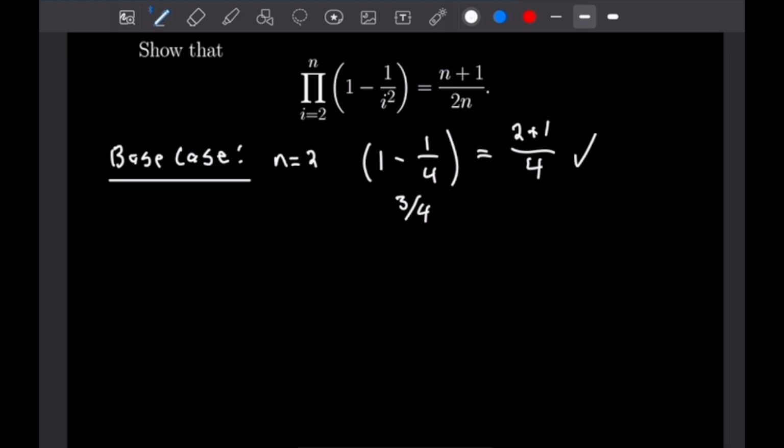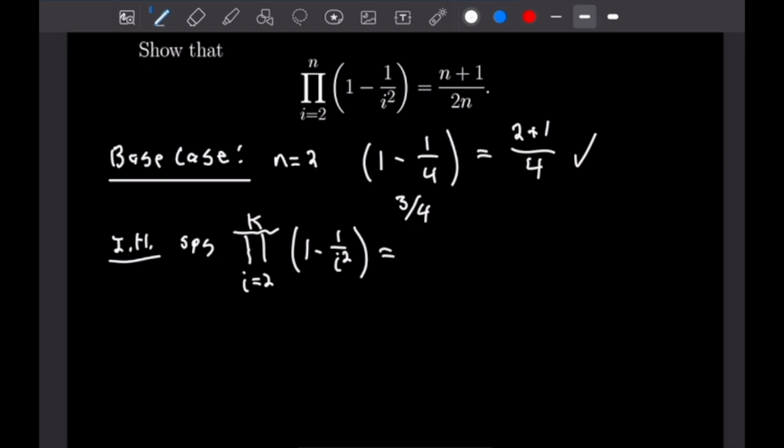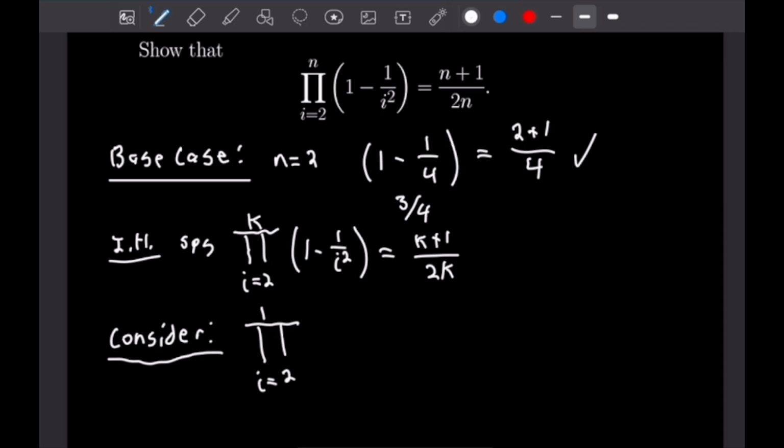So let's go ahead and write out our induction hypothesis. So our induction hypothesis is going to be, suppose that we have the following product. We have the product as I goes from 2 to k of 1 minus 1 over I squared is equal to k plus 1 over 2k. And from here, we are going to consider our next case. So consider the following product, where we have the product as I goes from 2 to k plus 1 of 1 minus 1 over I squared.